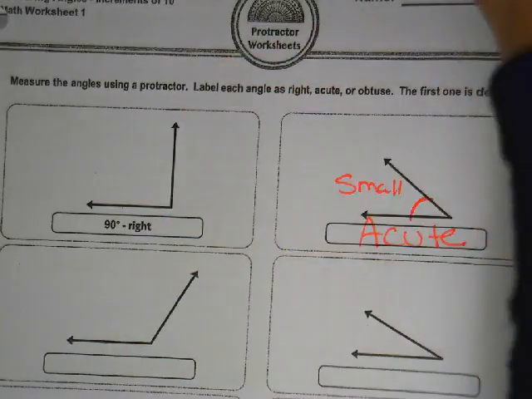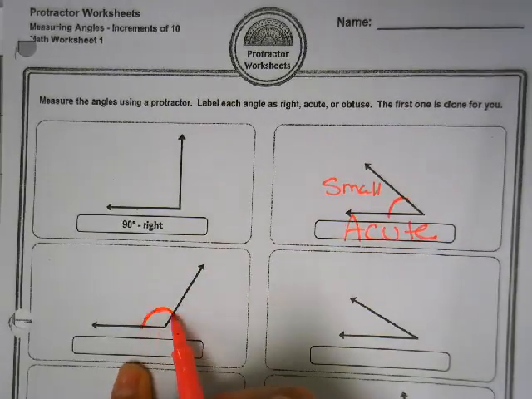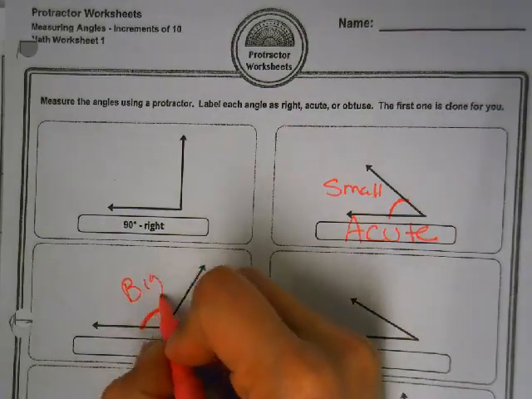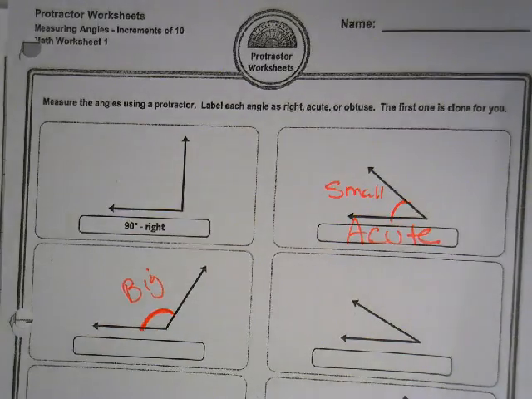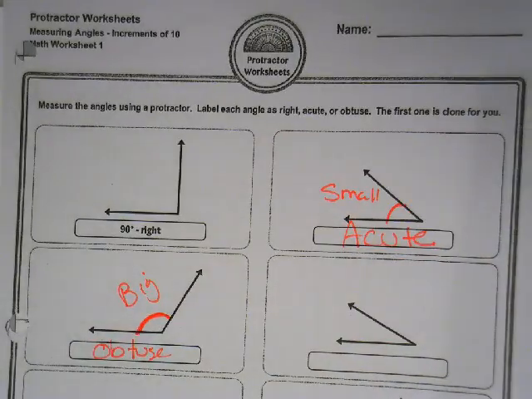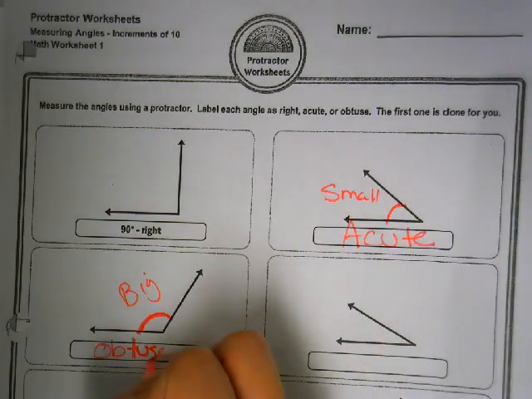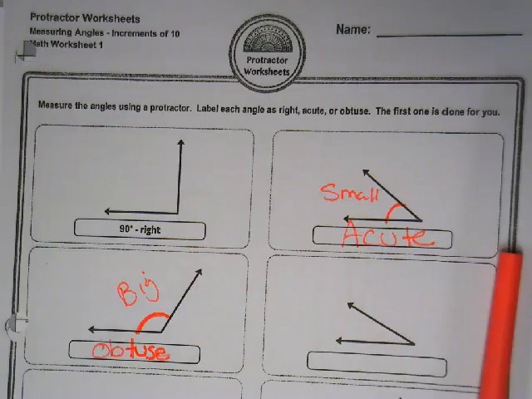Okay, let's look at the next one here. This opening right here is a big opening, right? So if it's big, what are we going to call it? Obtuse. Does that make sense? Yes. So we're just looking. Is it small? Is it big?